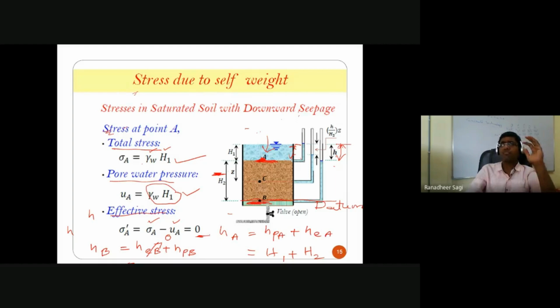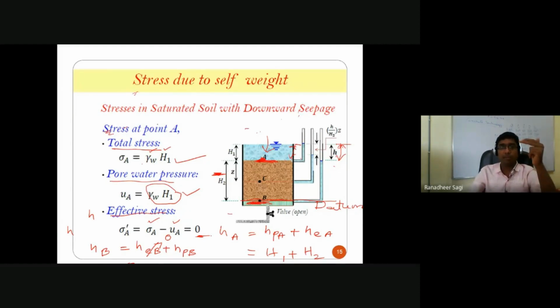In the last class, I told you total stress is nothing but the stress that is being carried by the solid particles as well as the water particles existing in the soil medium. That's total stress, the stress carried by the complete soil. Pore water pressure is the stress carried by only the water particles existing in the pore space. And effective stress is the stress carried by the solid particles.